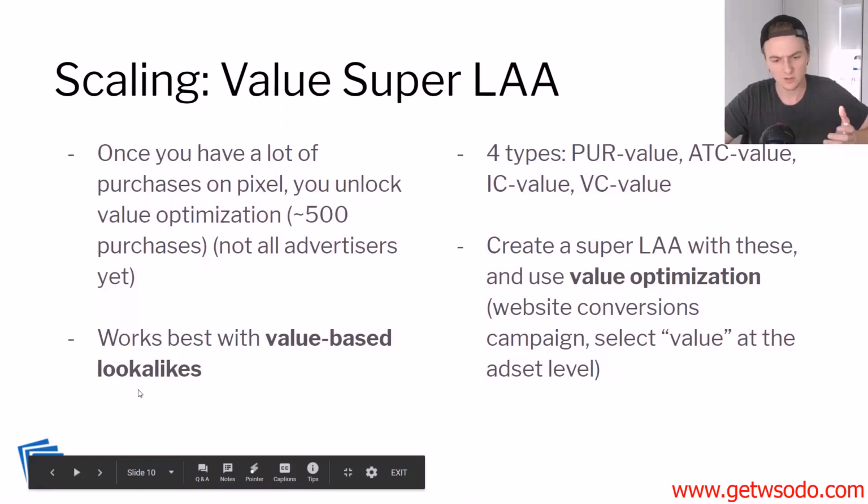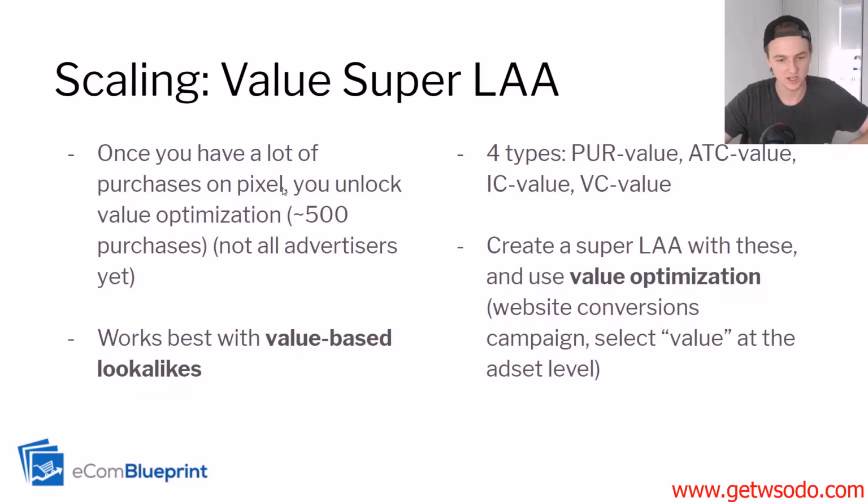Value-based lookalikes work really well, and they work best with value optimization, which is what I wrote here. Once you have a lot of purchases on your pixel, you unlock value optimization. I think it's at around 500 purchases. I'm not sure, but for the new store I was working on for the 2.0 case study that I'll talk about in the next module, I unlocked value optimization once I hit about 500 purchases. It's not available to all advertisers yet, because for that other brand I showed you, which I've spent hundreds of thousands on, I still don't have value optimization. I'm not 100% sure how they're rolling this out, but if you have value optimization, it works well, and it works best with value-based lookalikes.